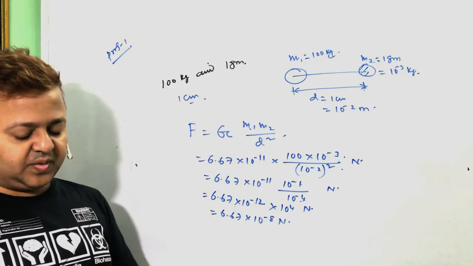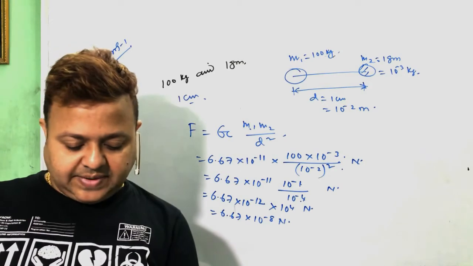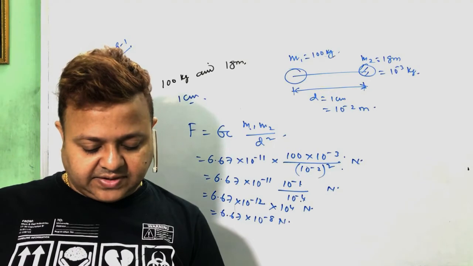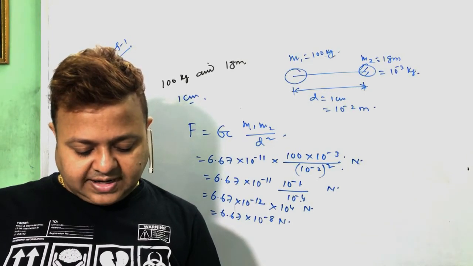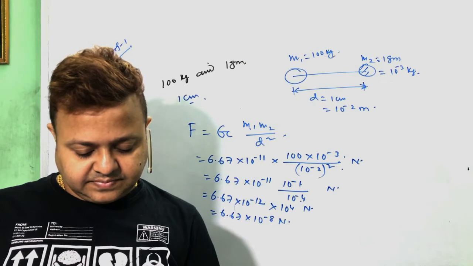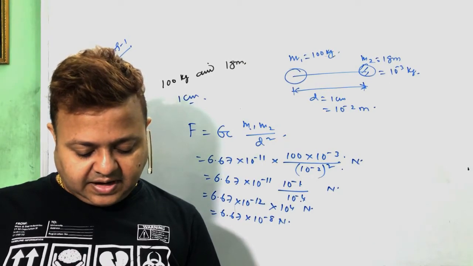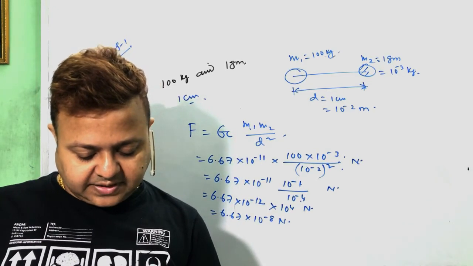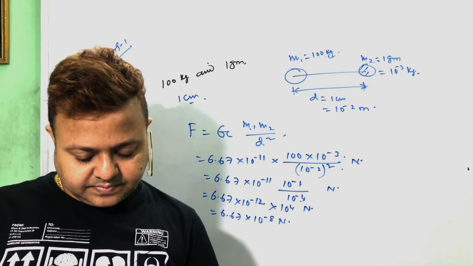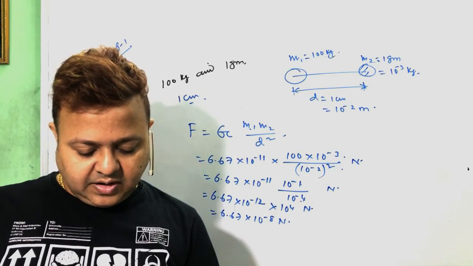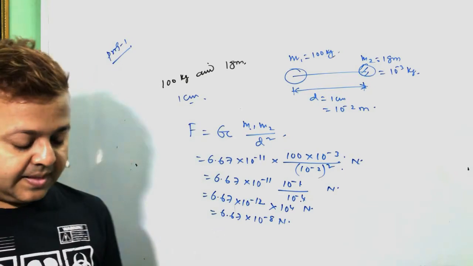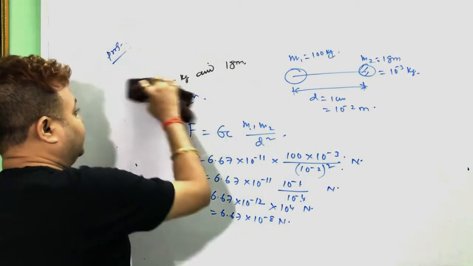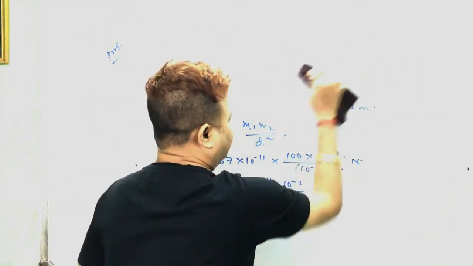Next one, problem number 2. What is the magnitude of the gravitational force between the earth and a 1 kg object which is placed on the surface of the earth?